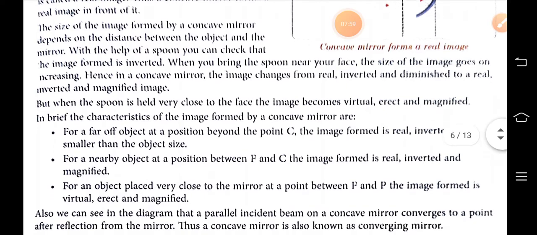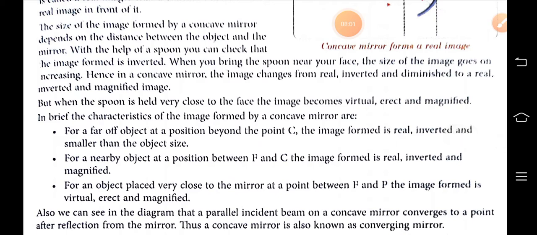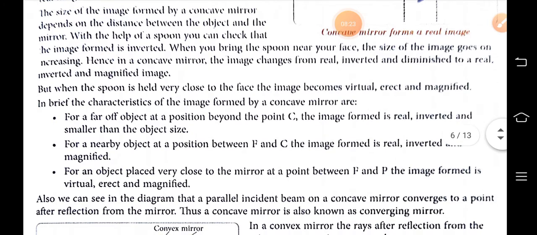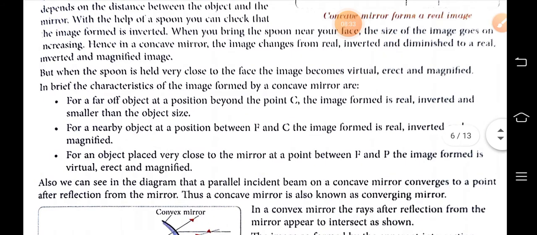And hence in a concave mirror, the image changes from real, inverted and diminished to real, inverted and magnified. Diminished means छोटा. जब हम लोग दूर से देख रहे होते हैं तो उसमें रियल, इन्वर्टेड और डिमिनिस्ड, डिक्रीज्ड इमेज बनता है, छोटा इमेज बनता है. लेकिन जैसे जैसे उसको हम लोग करीब लाएंगे, the image will be real, inverted, but this time it is magnified. That means the image will increase in size.